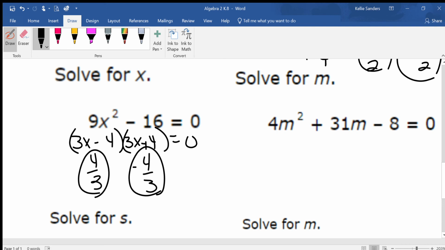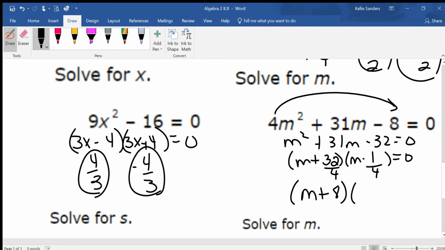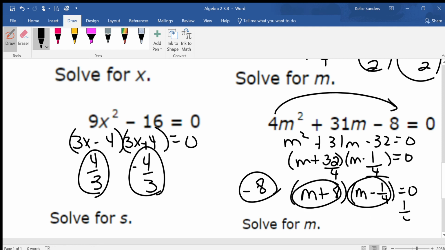Trinomial with a leading coefficient not 1, so we got to take the 4 over here. Positive and negative 32 and 1, but then we have to put the 4 back in. So m plus 8. And on this, if we were just factoring, we put the 4 back in, or 4 with the m. But because I know we're solving, we can leave it like this, because what would make this 0? Negative 8. And what would make this 0? A positive 1 over 4.